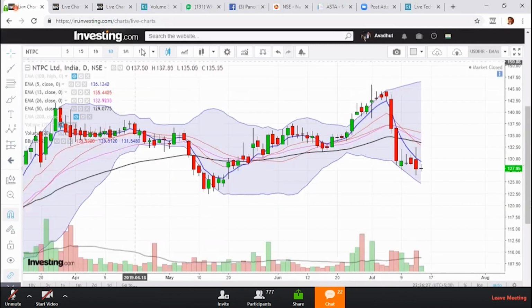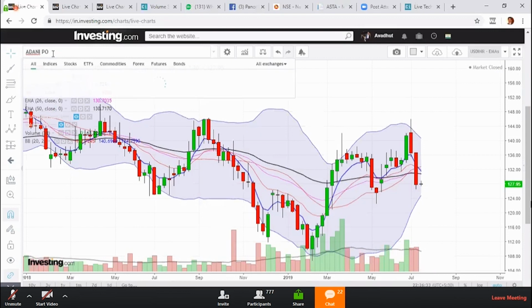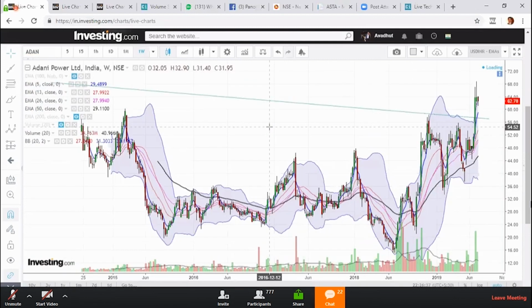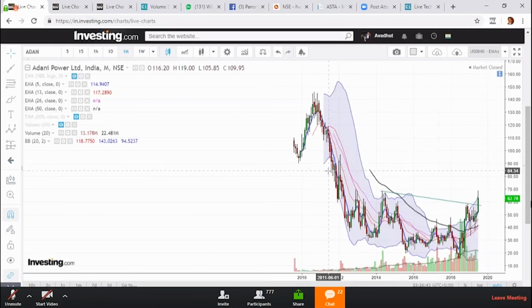So NTPC is another one in the power sector, but the ones I like are Torrent Power and Adani Power. Let me show you Adani Power. I like this mainly because there is some sort of a monthly cup and handle. There is a cup and handle on a monthly chart.